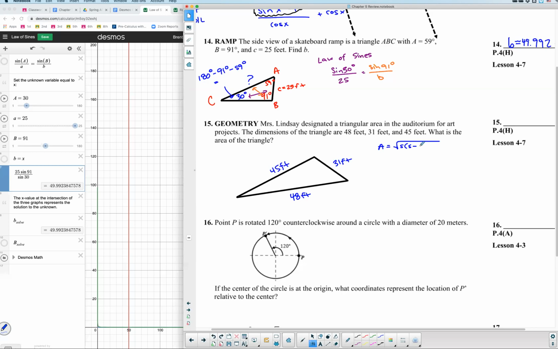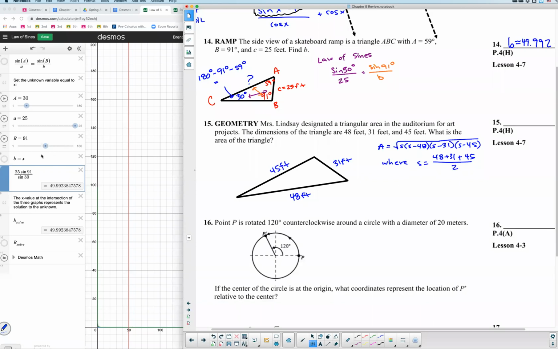the perimeter minus one side length, times half the perimeter minus another side length, times half the perimeter times the final side length. You just take the square root of all that. And where, let me write this in, S would equal half the perimeter. So 48 plus 31 plus 45 all divided by 2. If you typed all that in the calculator, you should get your answer.